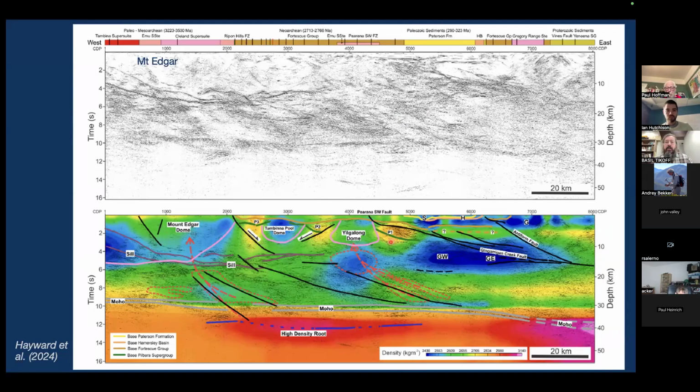So it seems like there's sort of a division of what's going on in the upper crust versus what's going on in the lower crust here. And so that's kind of interesting.